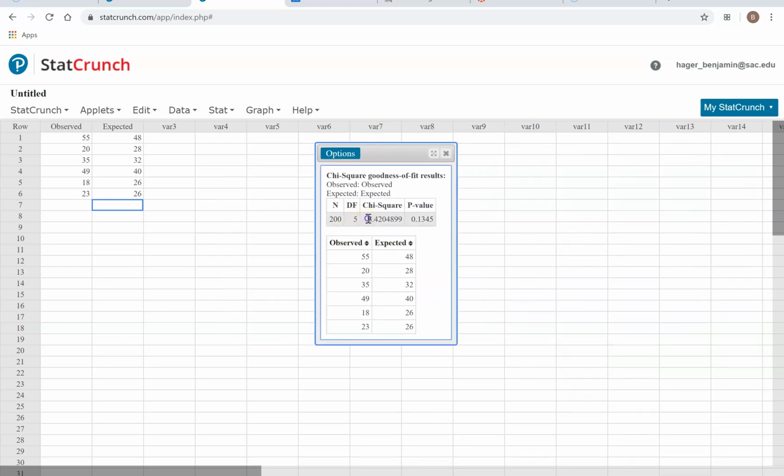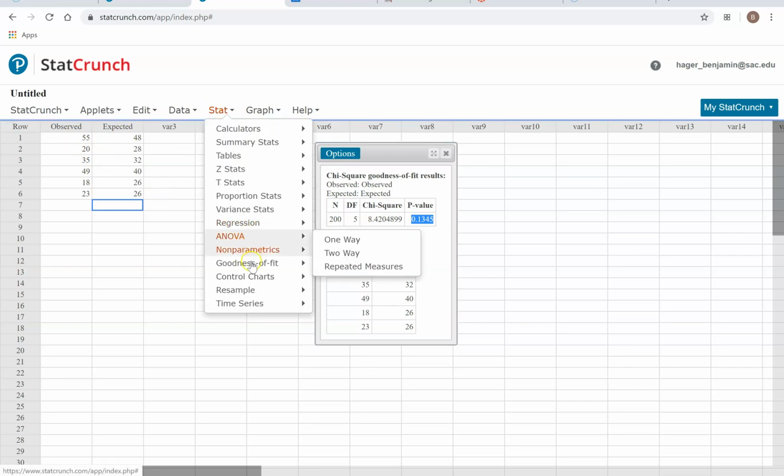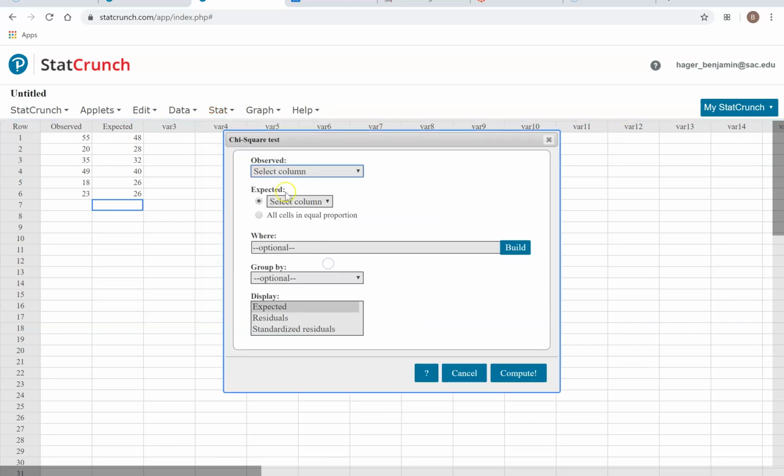Again, 5 degrees of freedom. There's the chi-square distribution, pretty close to what we found, but again, we were rounding, and there's our p-value of 13%. All right. So to do this on Statcrunch is pretty simple. Just put in what you observe, what you expect. You go to the chi-squared distribution for goodness of fit, chi-squared. And again, just make sure you correctly tell it which columns to look at for the observed and expected.